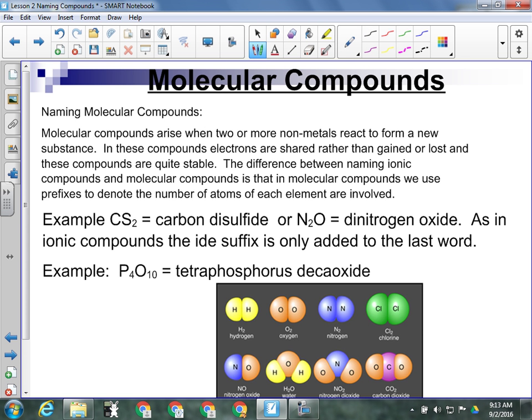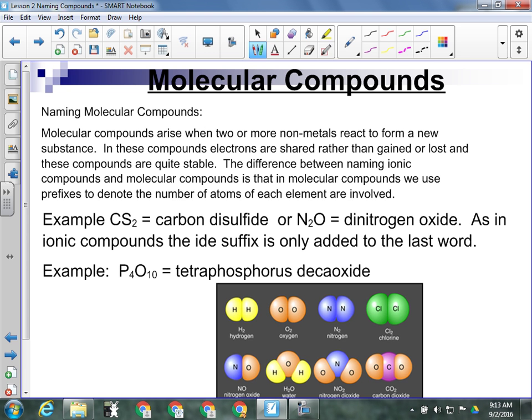When we name molecular compounds, we don't have a metal, so we can't just say always name the metal first. You've got 2 non-metals here. So when you're naming a compound, you just name it in the order it's written. If nitrogen comes first, you name nitrogen first. If hydrogen comes second, you name hydrogen second. Whatever it happens to be, that's the order you go in.